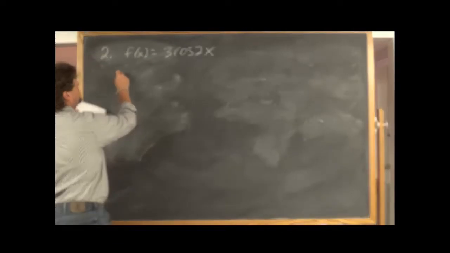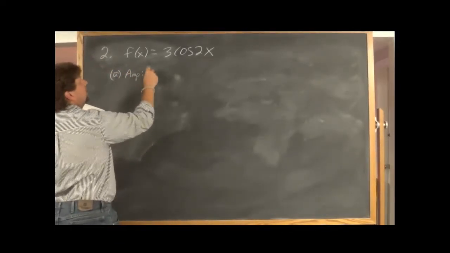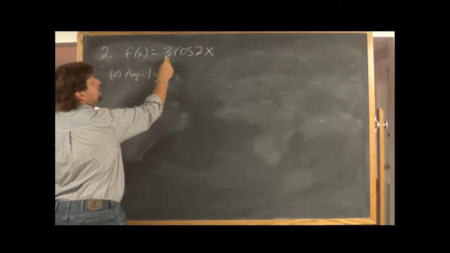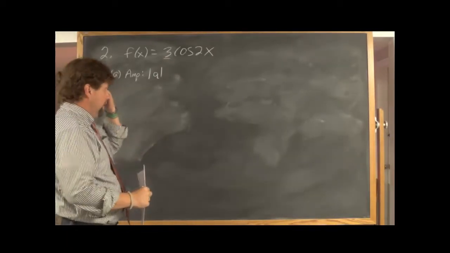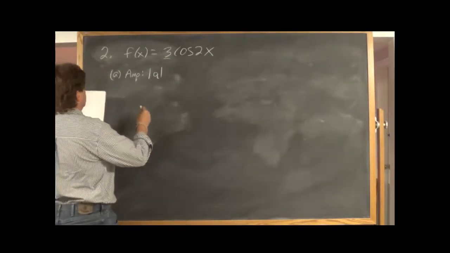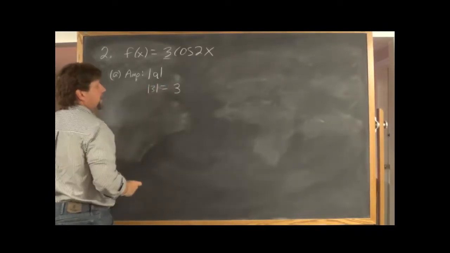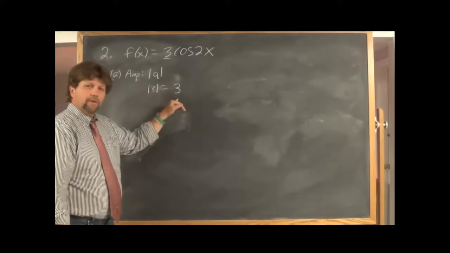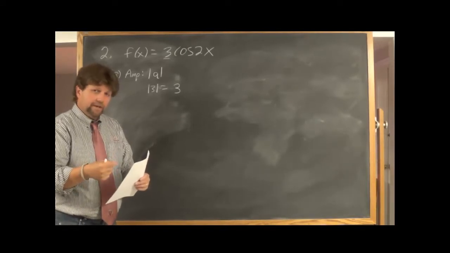So in part A, remember that the amplitude is the absolute value of A. A is the number that's in front of cosine here. So here A is 3, and the absolute value of 3 is 3. So for part A, you should have that the amplitude is 3. In part B, I asked you what is the period of the graph.